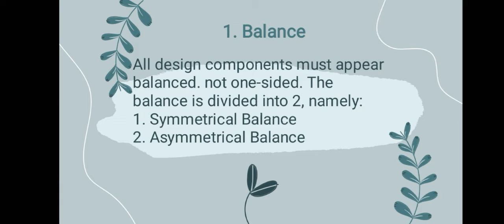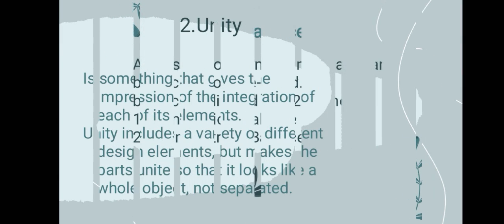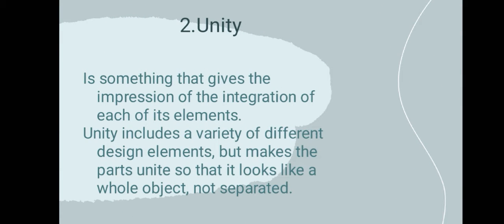Number one, balance. All design components must operate in balance, not on one side. Balance is divided into two, namely symmetrical balance and asymmetrical balance. Number two, unity is something that gives the impression of the integration of each of its elements. Unity includes a variety of different design elements, but makes the parts a unit so that it looks like a whole object, not separated.